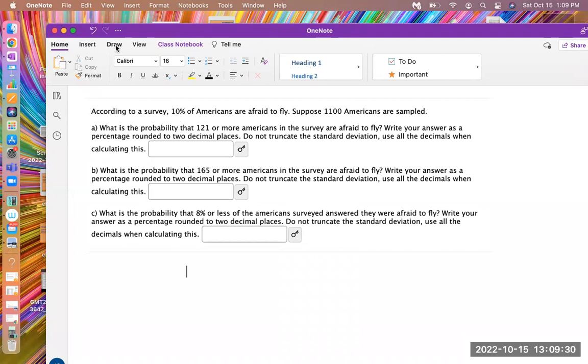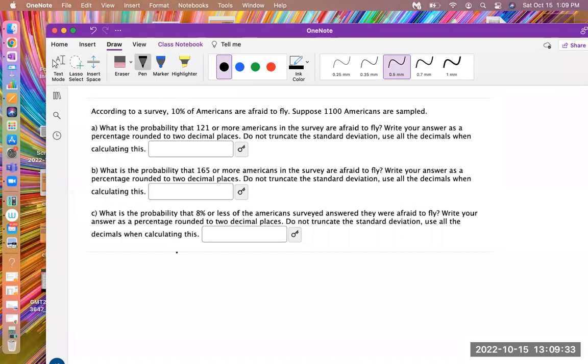So since it's a proportion problem, we are going to want to use the sampling distribution of the sample proportions, and the formulas that go with that are: the mean of the sampling distribution of the sample proportions is equal to the population proportion, and the standard deviation of the sampling distribution of the sample proportion is equal to the square root of P times (1 minus P) all over N, taking the square root of everything there.